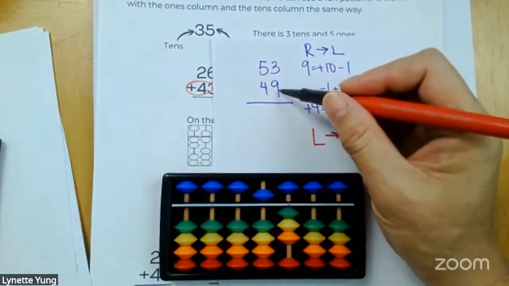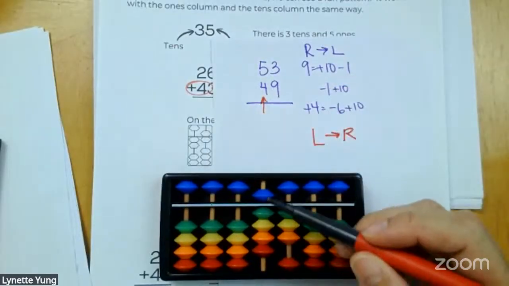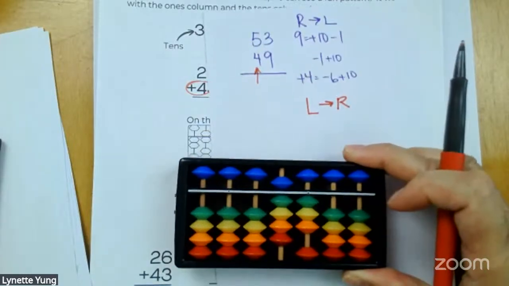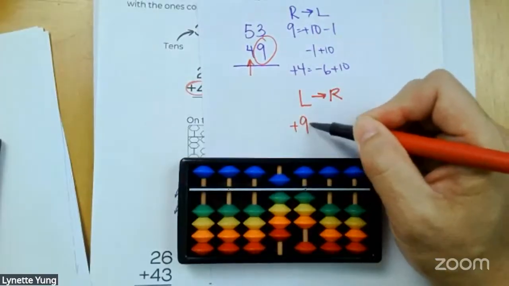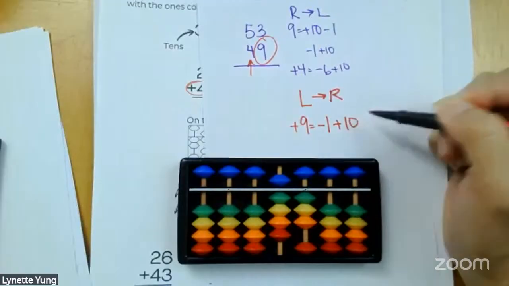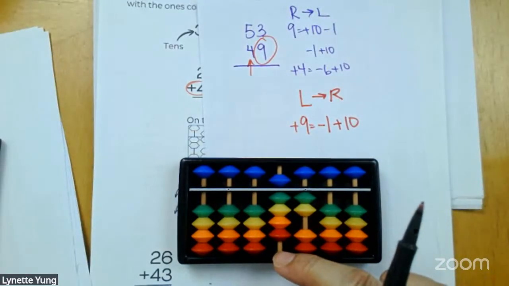Yes, because we added the 4. That 4 makes it a 9, right? So then when we look at it, we want to plus the 9. Plus 9 is equal to minus the 1 plus the 10. So we take away the 1 plus the 10. This is where the two-step happens.